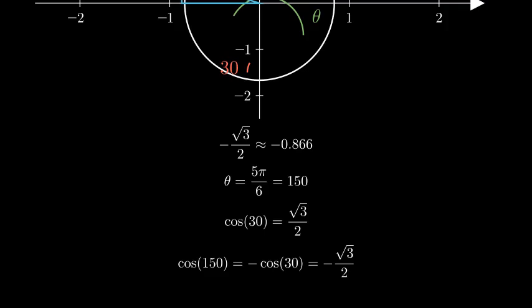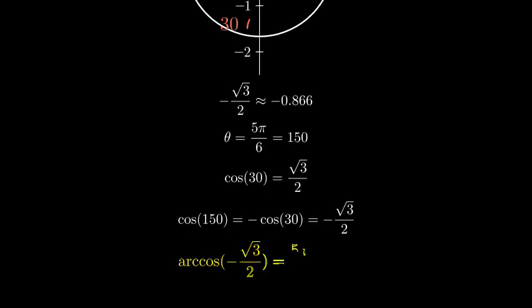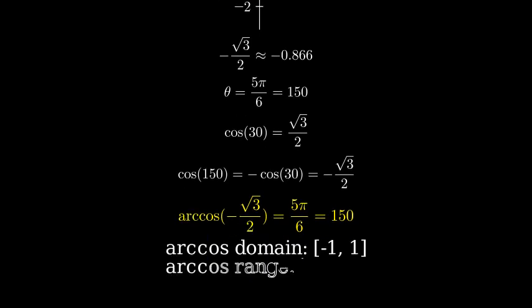Therefore, the inverse cosine of negative square root of 3 over 2 equals 5 pi over 6 radians, or 150 degrees. Remember, inverse cosine always gives us an angle between 0 and pi radians, or 0 and 180 degrees. This is why we got the angle in the second quadrant.